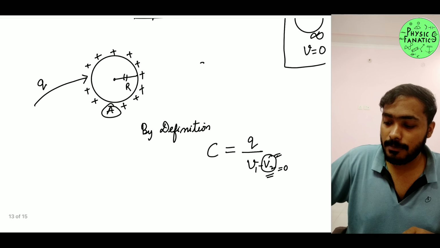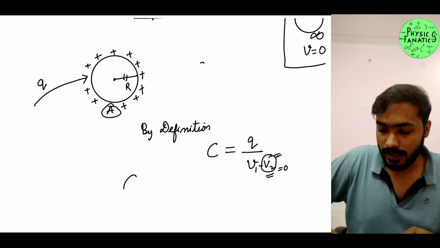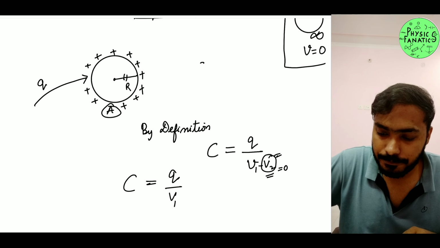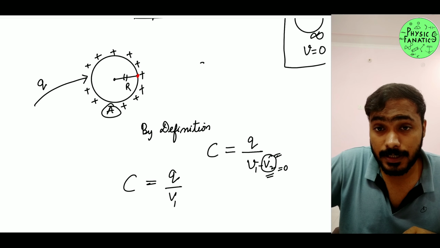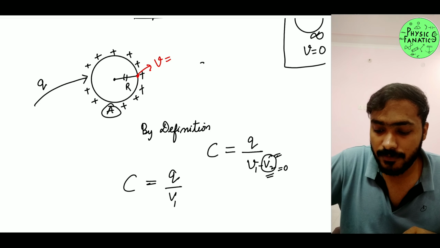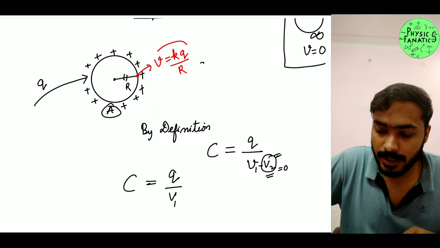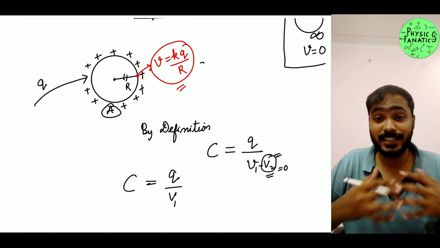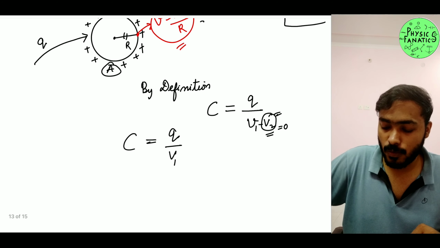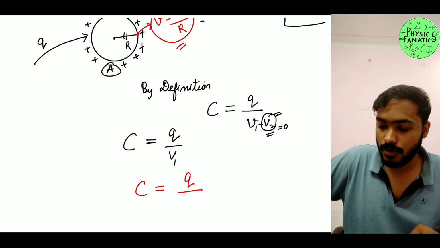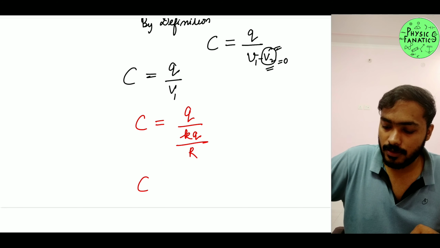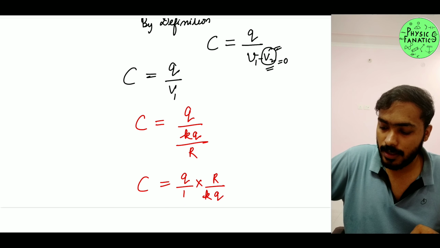Great. So my C is equal to Q upon V1, right? Now you have to understand, at the surface, what is the potential here? V can be simply given as K times Q, the charge I'm providing, divided by R. I hope you guys can understand, this is something we know very well. Is that a yes or no? So I'll just substitute this value. This is Q upon KQ upon R. So when I do the calculation, you will get Q into R upon KQ, right?